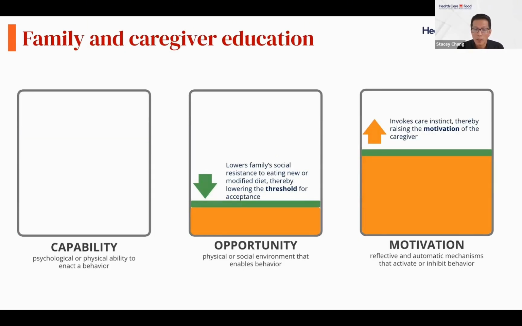Let's consider one last example, which is a combined family and caregiver education around cooking and nutrition. Importantly, it may have a very significant impact in opportunity by reducing family resistance to diet change, which is often a very significant barrier to healthier eating at a household level. But it may also invoke the caregiver instinct in the person preparing the meals, which then becomes a mechanism for increasing the individual's motivation.